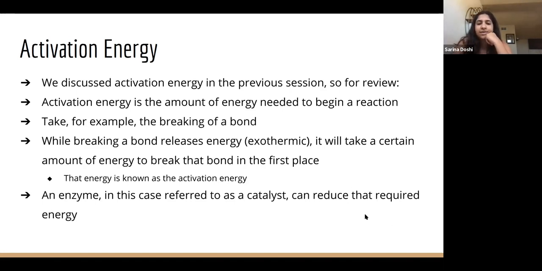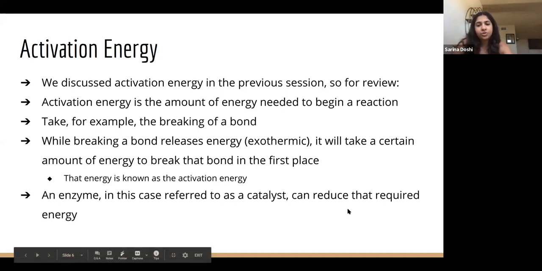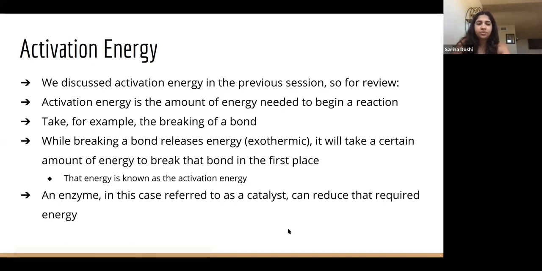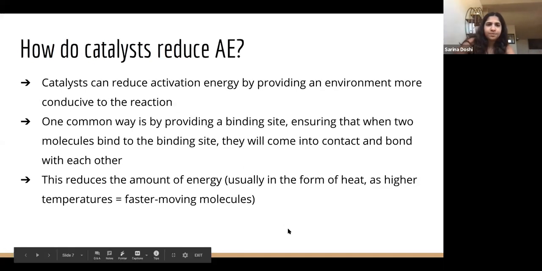And an enzyme, in the case of bonds, it's referred to as a catalyst, and it can reduce that required amount of energy. So usually the energy will go into setting up the ideal conditions, and an enzyme will work to set up those conditions so that you don't need energy for that, and the energy can be directed at the breaking of the bond.